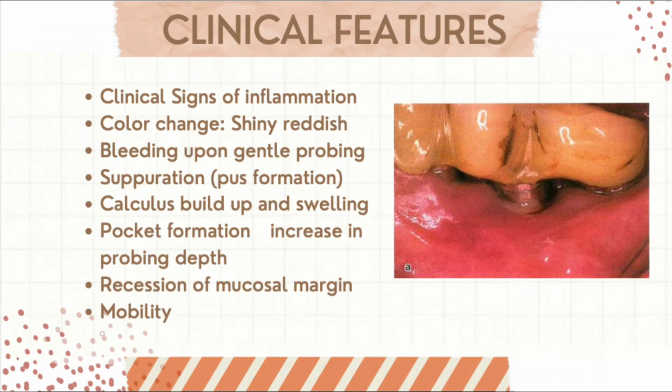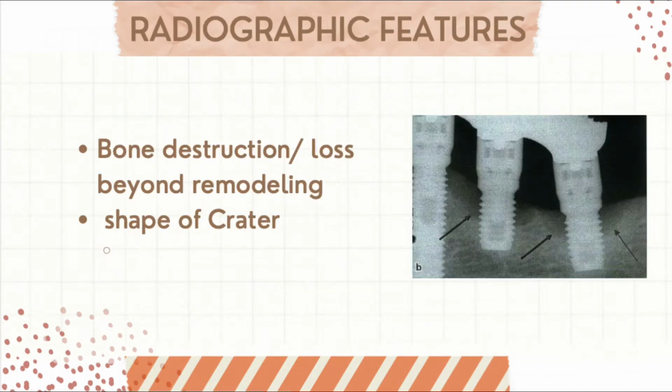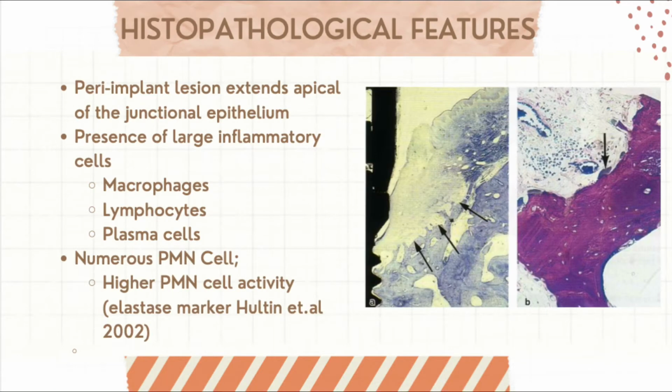With the mobility being mentioned, you can see the radiographic feature of bone destruction or loss beyond remodeling, and this is seen in the shape of a crater as pointed by the arrow. For histopathologic feature, we have the peri-implant lesion extending apical of the junctional epithelium. Not only that, just like in periodontitis, the connective tissue adjacent to the pocket epithelium is infiltrated by large inflammatory cells like macrophages, lymphocytes, and plasma cells.